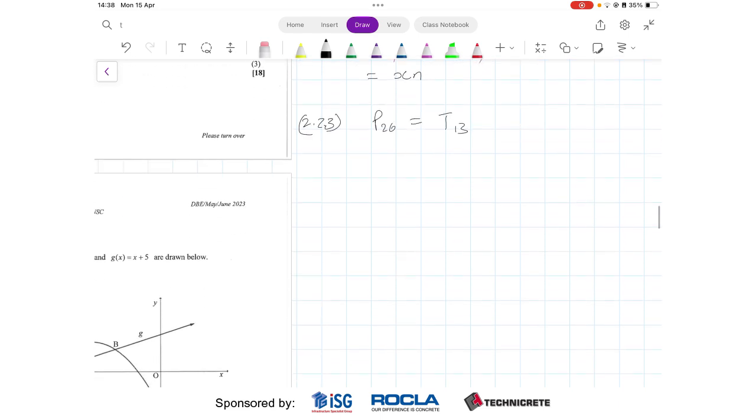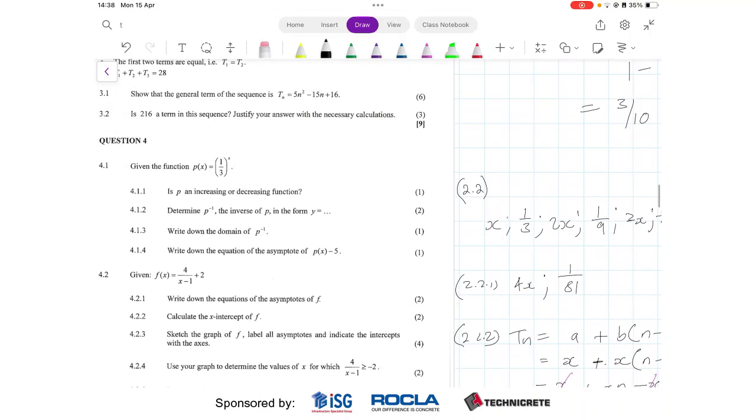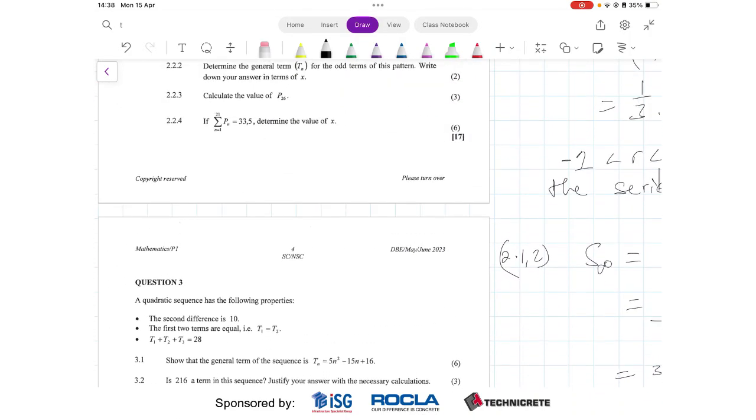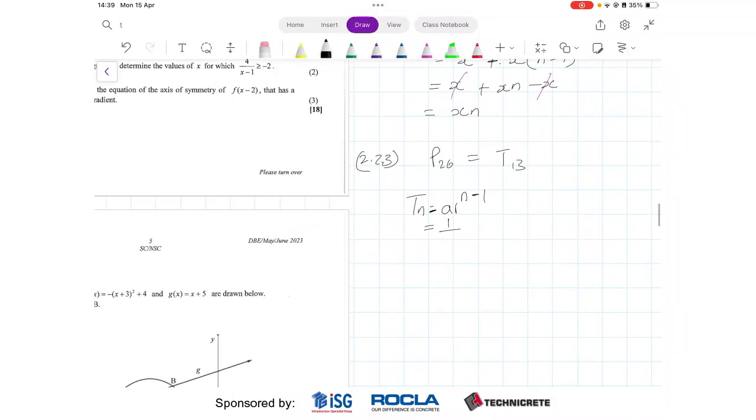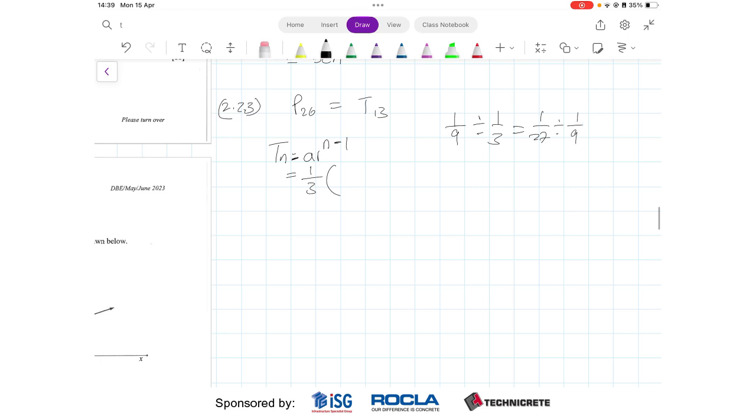Now, we know that the geometric sequence is given by Tn is equal to AR to the power n minus 1, right? And we know that the first term in our geometric sequence is thus 1/3, right? And the ratio between them, because 1/9 divided by 1/3 is equal to 1/27 divided by 1/9. Thus, we can therefore say our ratio R is equal to 1/3.